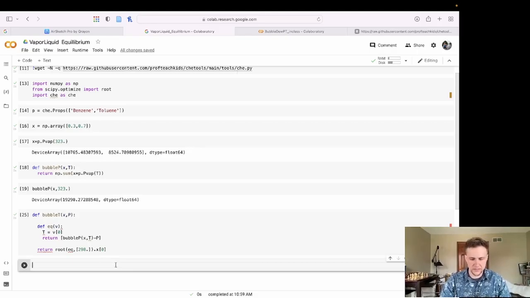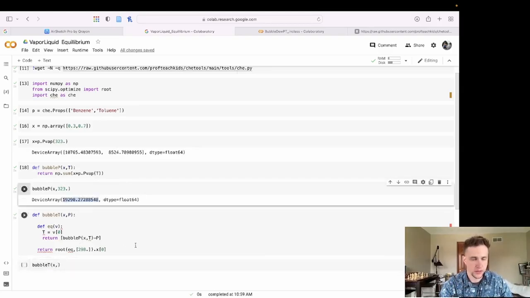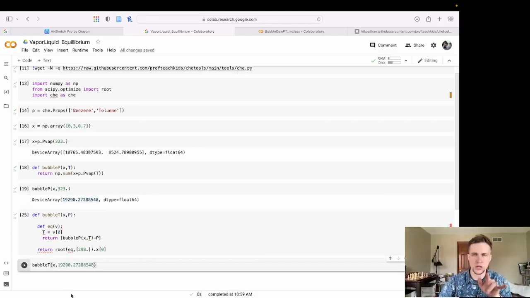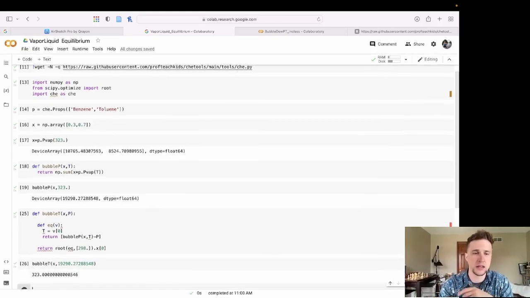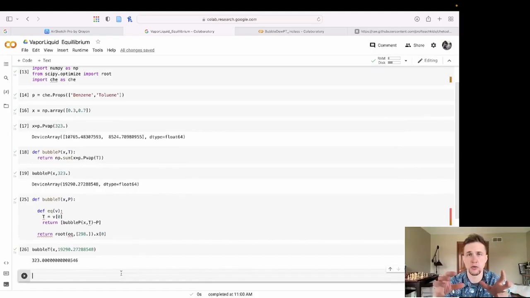Now, if we go ahead and say, for our bubble temperature, this is now asking what the temperature is going to be if our given pressure is a certain specified value. Because we know that at 323 Kelvins, our pressure was 19,290 and some change, we would know that if we're given this pressure, the temperature that's going to produce the first bubble at that pressure is 323 Kelvin. So let's see if that's the case. And indeed, that's what we find here. So up to this point we've derived equations for both our bubble pressure and our bubble temperature, and now we're going to move on to our dew temperature and our dew pressure.